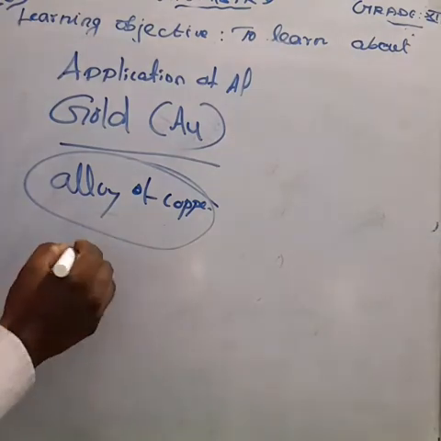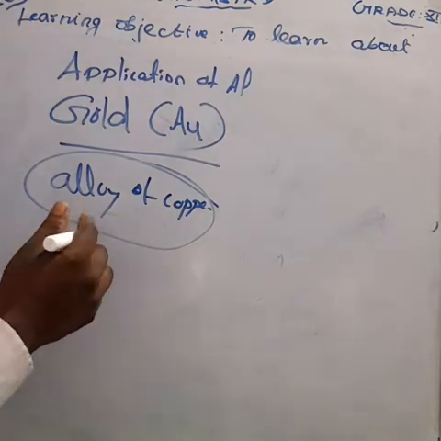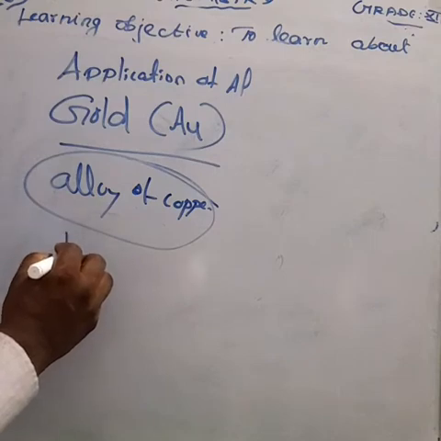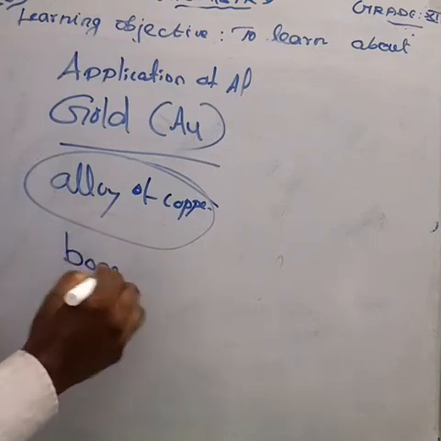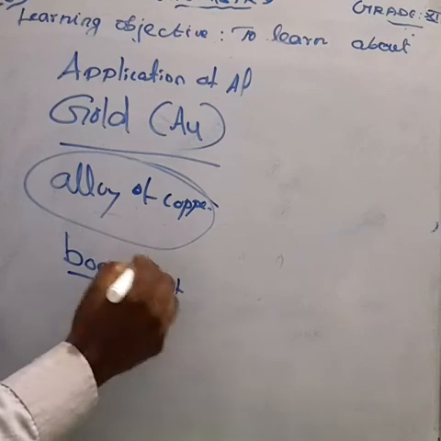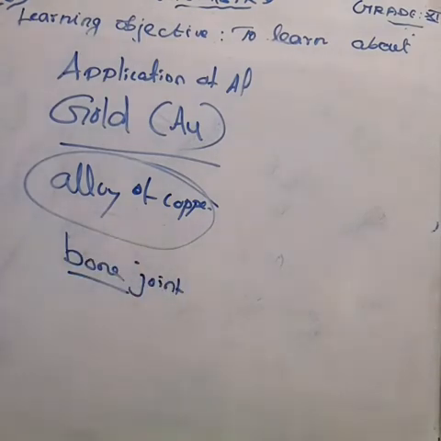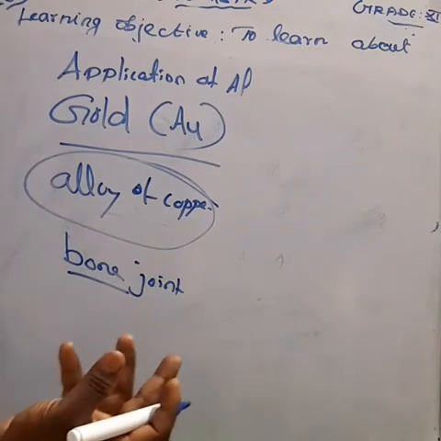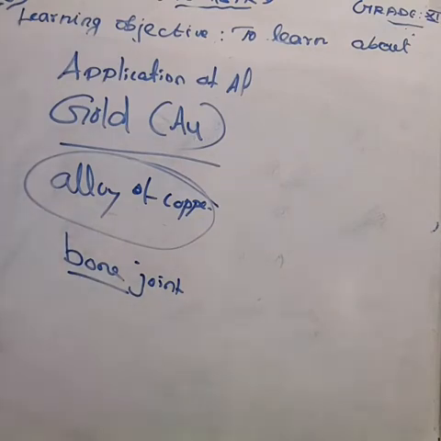What about artificial? It is not natural, an artificial limb. Limb here can be said as a bone joint. And also cheap jewelry. Cheap jewelry means duplicate ornaments. And also dental fillings and electrical connectors. These are all made up of what? They are gold. Next is gold nanoparticles.